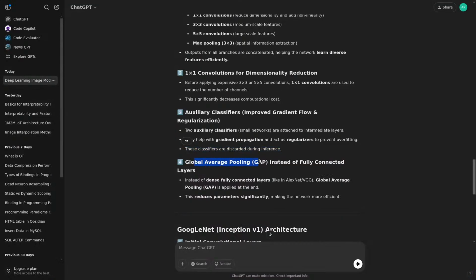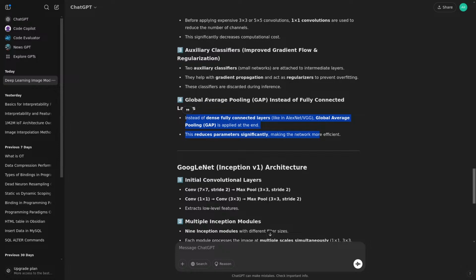Okay, cool. Global average pooling instead of fully connected layers. Instead of fully connected layers, global average pooling is applied. This reduces parameters significantly, making the network more efficient.